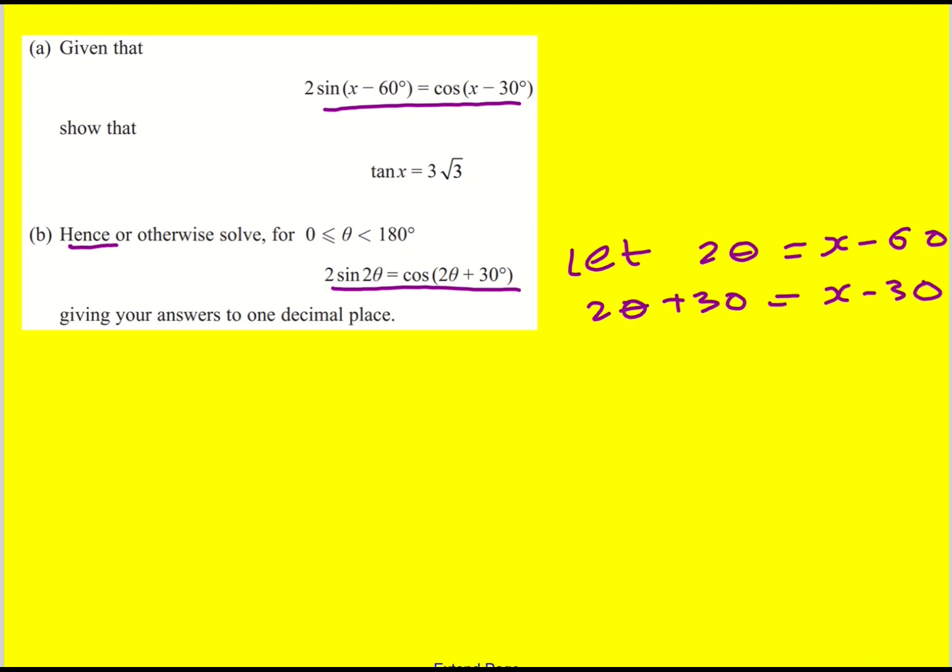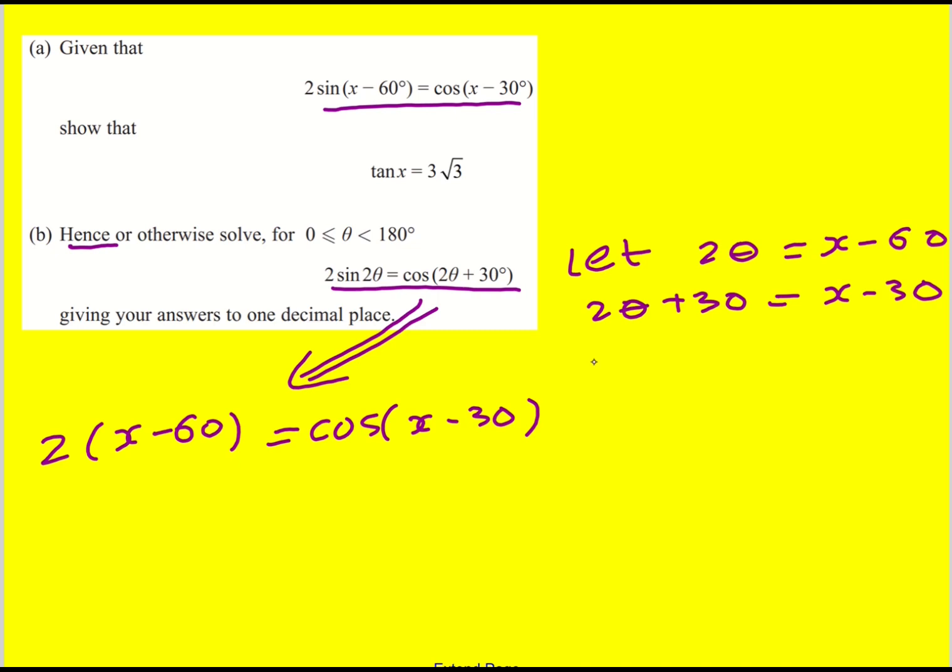So this implies that 2x minus 60 equals cos x minus 30, okay, with this substitution. I've let 2 theta equal x minus 60, that's why I can just replace it here. I've shown that the 2 theta plus 30 is x minus 30. Okay, and this implies from A that tan x is 3 root 3.